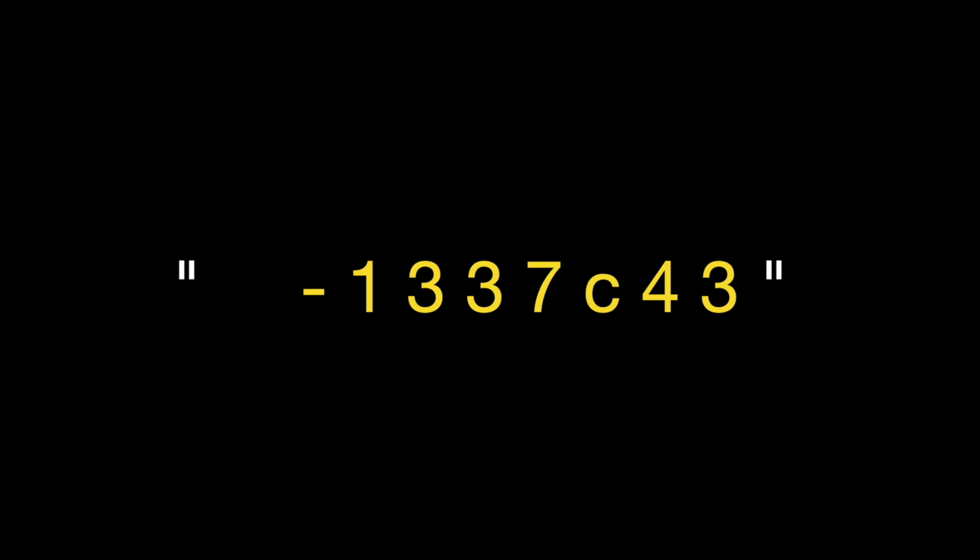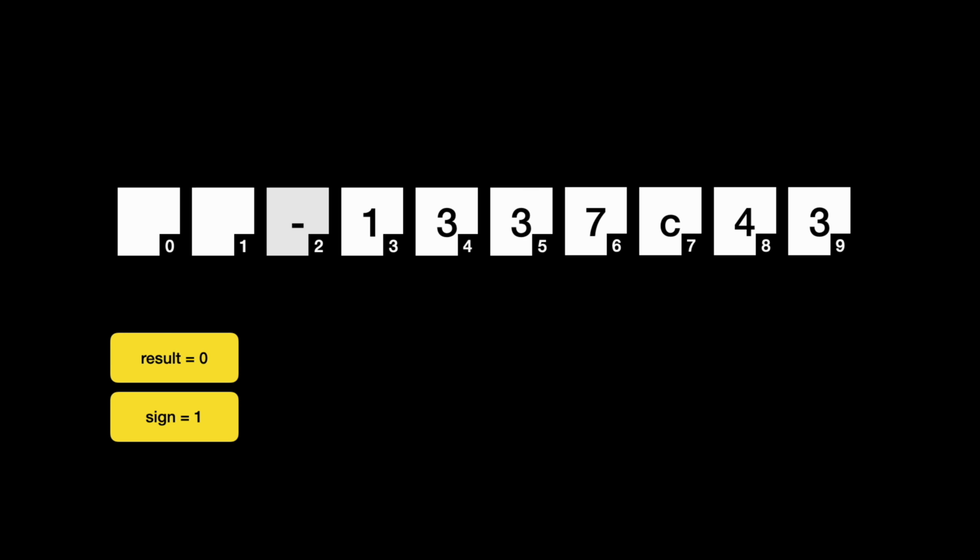To solve this, we first need to set up a few things. We'll create a variable result to build the number, a sign variable to track whether it's positive or negative, and an index to keep track of where we are as we scan through the string. Alright, let's begin at the very start of the string. Our string starts with several spaces. So we move the index forward one character at a time until we hit a non-space character.